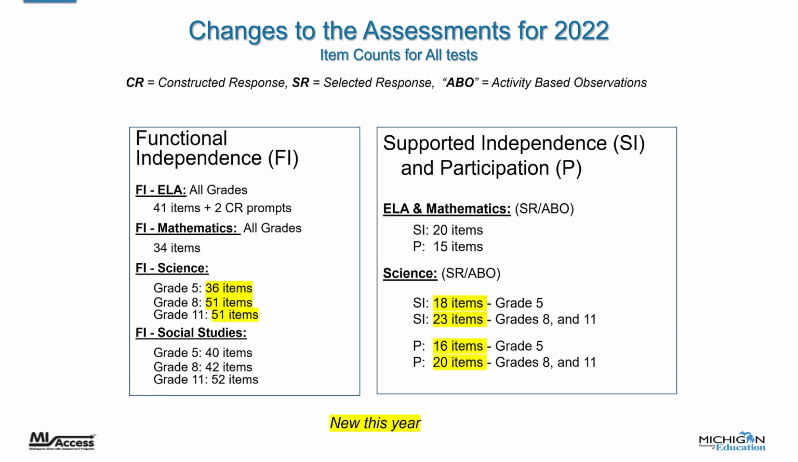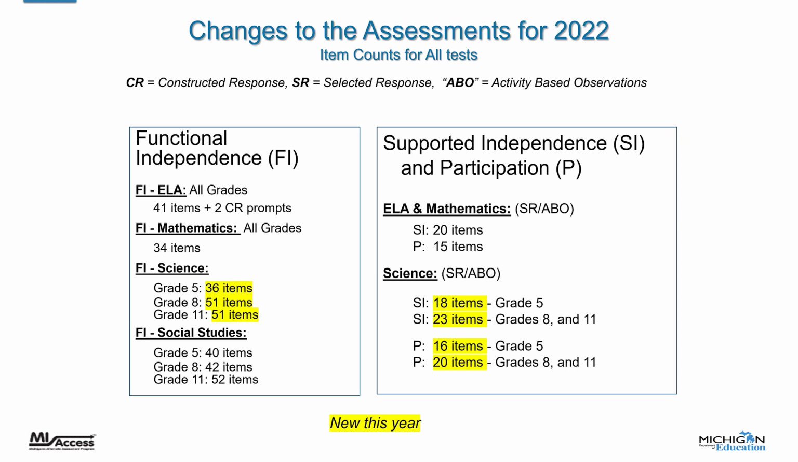The changes this year to the item counts of each assessment are in science and highlighted in yellow. The CR stands for constructed response, the SR for selected response, and ABO stands for activity-based observations. For functional independence, ELA, accessing print, in grades 3 through 8 and 11, we have 41 items and 2 constructed response prompts for the expressing ideas.